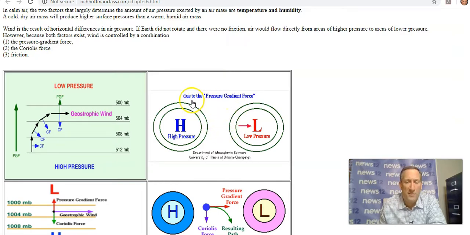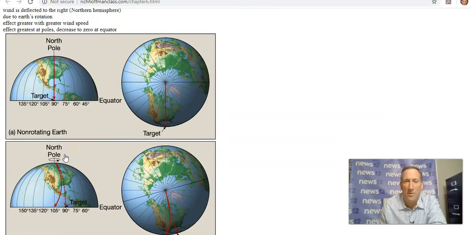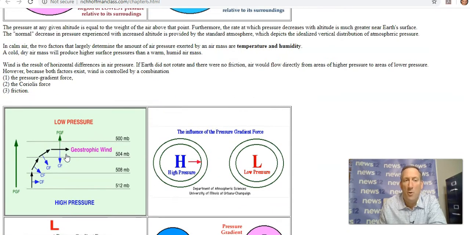Then we have the Coriolis force, which deflects the wind to the right in the northern hemisphere because the Earth rotates. If you're looking down from the North Pole towards the equator, the Earth rotates counterclockwise. So that force on a rotating Earth deflects the wind to the right in the northern hemisphere. The pressure gradient force is where it all starts out. The difference in pressure, wind flows from higher pressure to lower pressure.